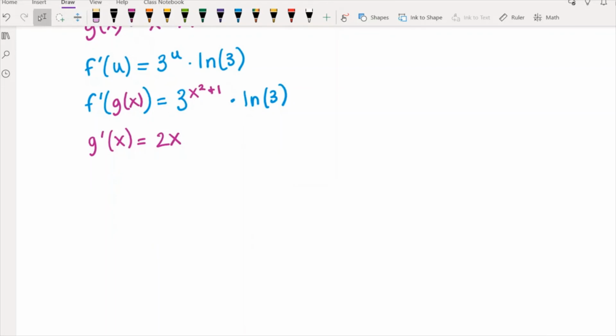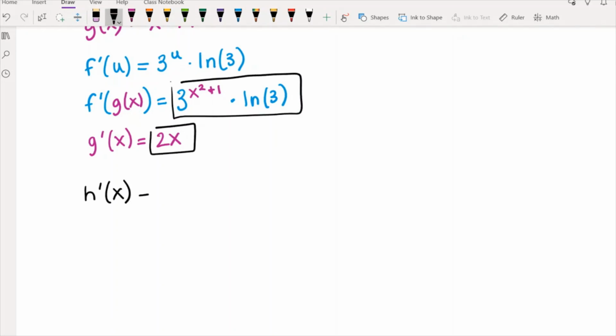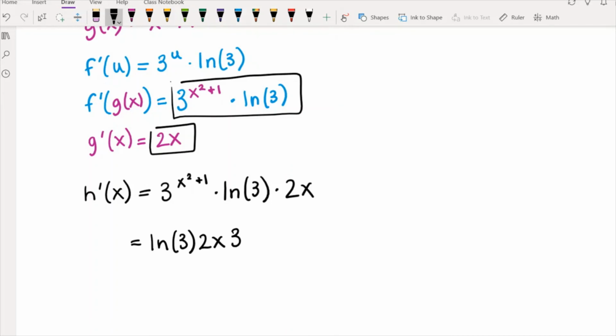So what is our overall derivative going to be? Well, we're going to put together this piece and this piece, and we're going to say h prime of x is equal to 3 to the x squared plus 1 times ln of 3 times 2x. And maybe you could write it a slightly different way. I would probably order it like this. I would probably say ln of 3, 2x, 3 to the x squared plus 1. But it doesn't really matter.